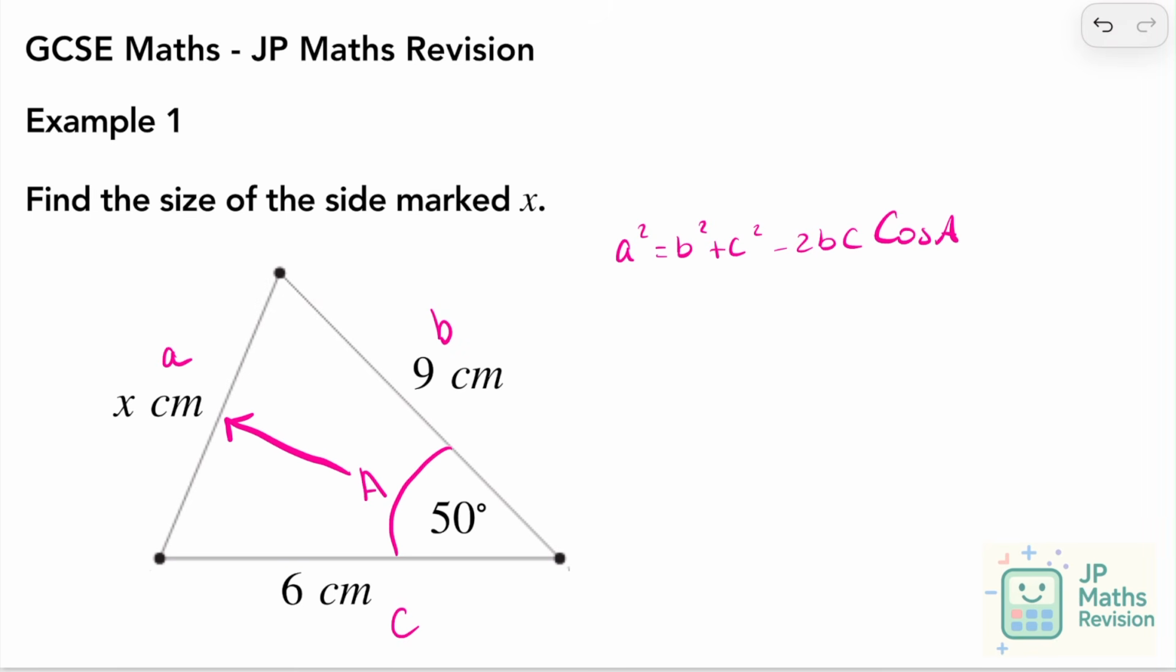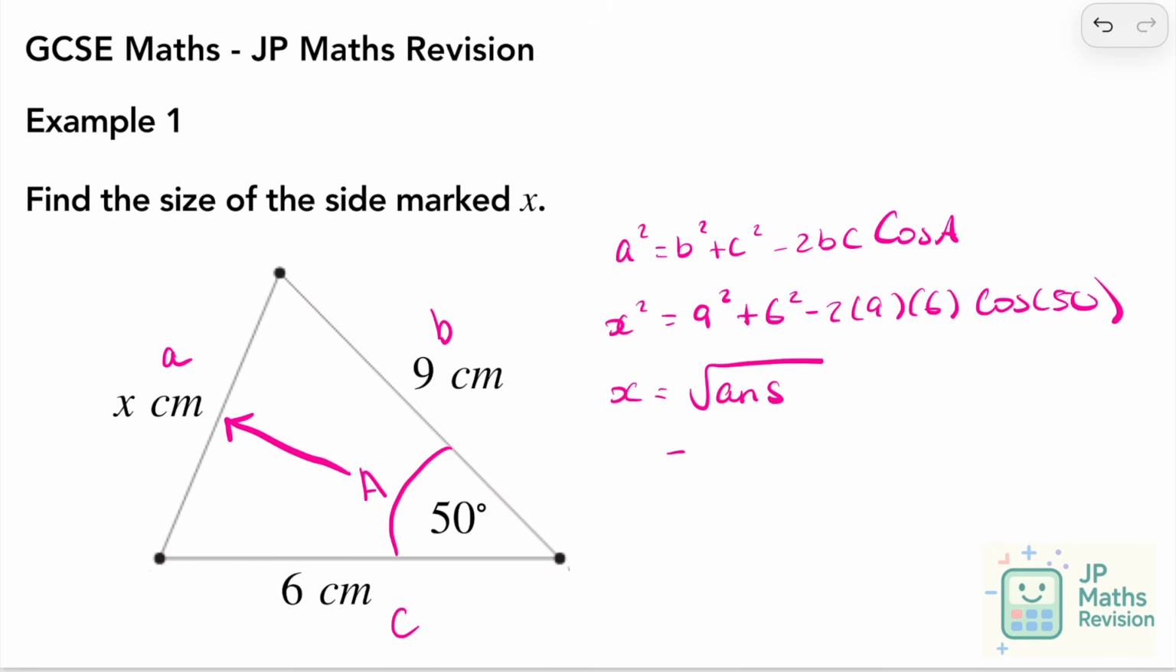So if I type that all in, I have a squared, which is x squared. So I have x squared equals b squared, so 9 squared, plus 6 squared, minus 2 times 9 times 6 times cos of 50. So this is equal to x squared. To find out what x is, I need to do the square root of whatever that is. So I do the square root of the answer, and when I type that all into my calculator, I end up with 6.9 to 1 decimal place. So my answer to this question is 6.9 centimetres.